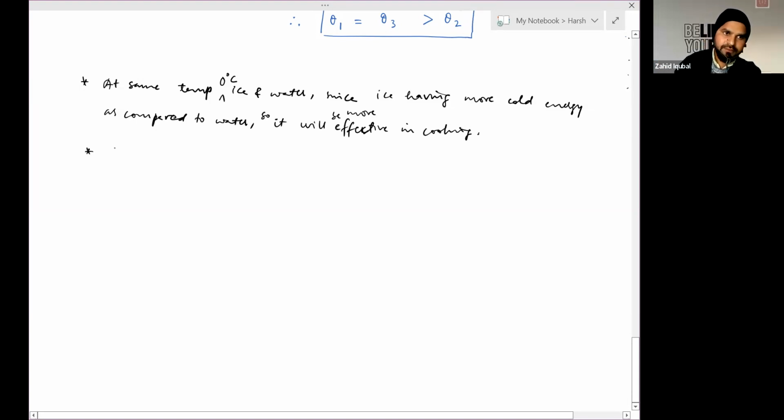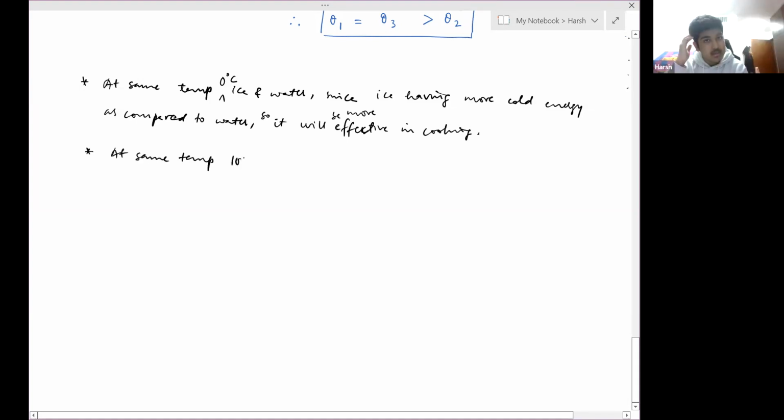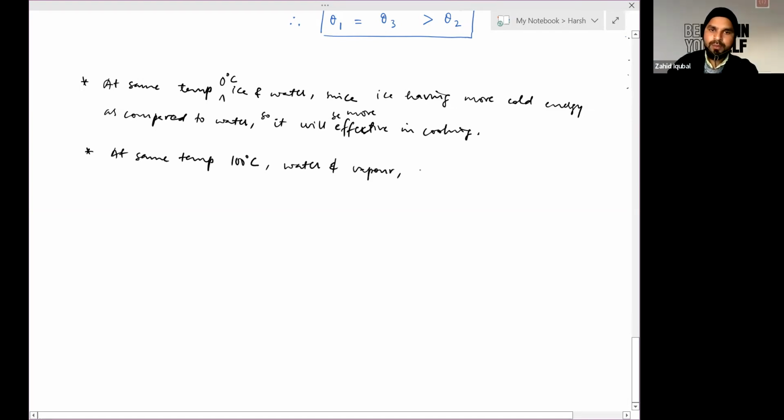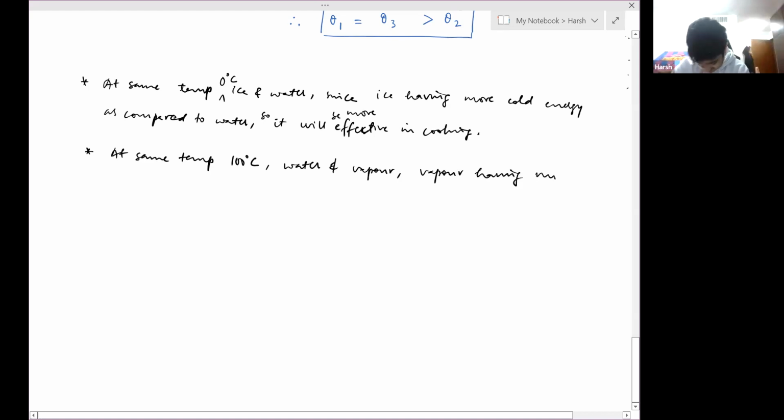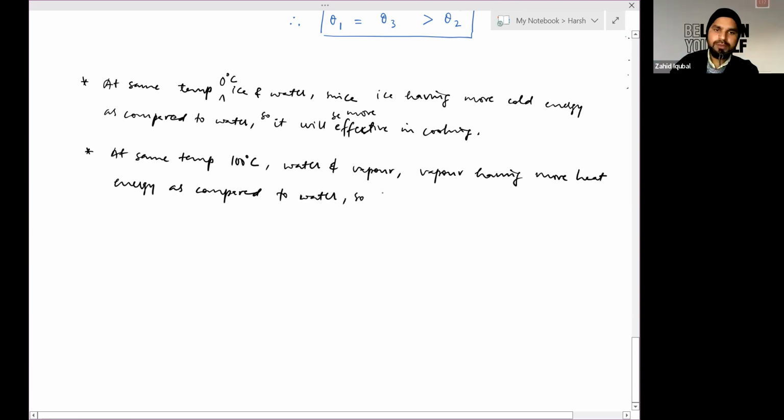Similarly, in the case of the same temperature, 100 degrees Celsius, water and vapor. Vapor has more heat energy as compared to water, so it can cause severe burns.